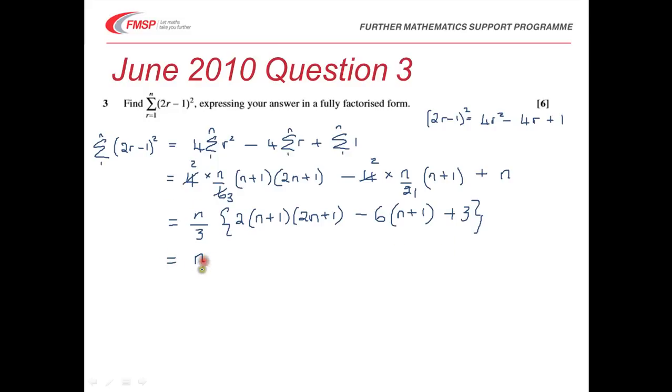So the next trick is really to simplify what's inside the brackets. So we have n times 2n squared times the 2 here, so 4n squared. We have a 2n plus another n, that's 3n, times 2, which is 6n. 1 times 1 is 1, but the 2 outside brackets makes it a 2. And then we have a minus 6n minus 6 plus 3.